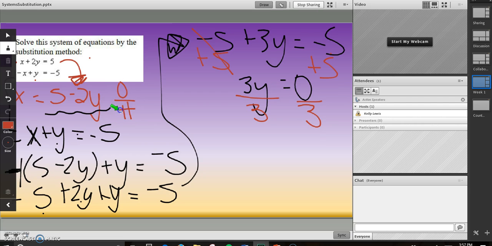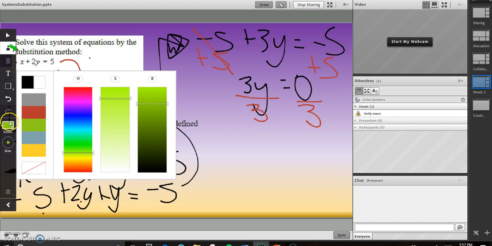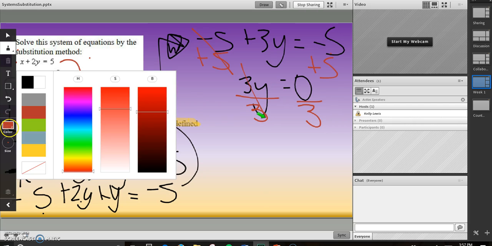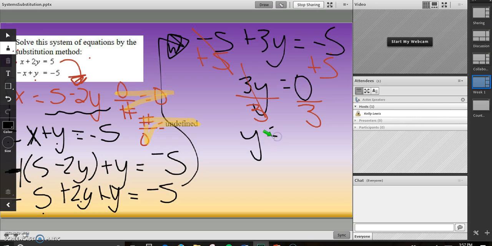0 over any number is 0, but any number over 0 is undefined. It's super important that you either know that or be able to stick it in your calculator. Right. So these cancel. So I have y equals 0 over 3, which is 0. So for my answer, I get 0.